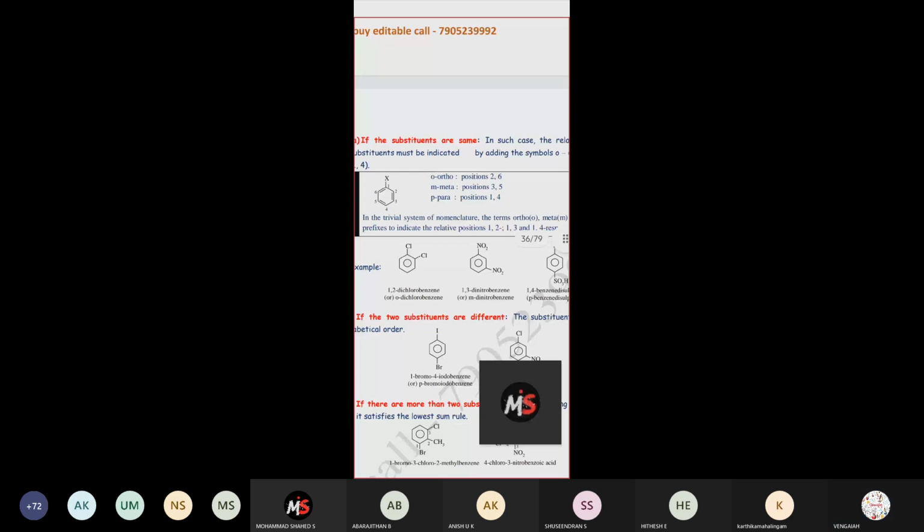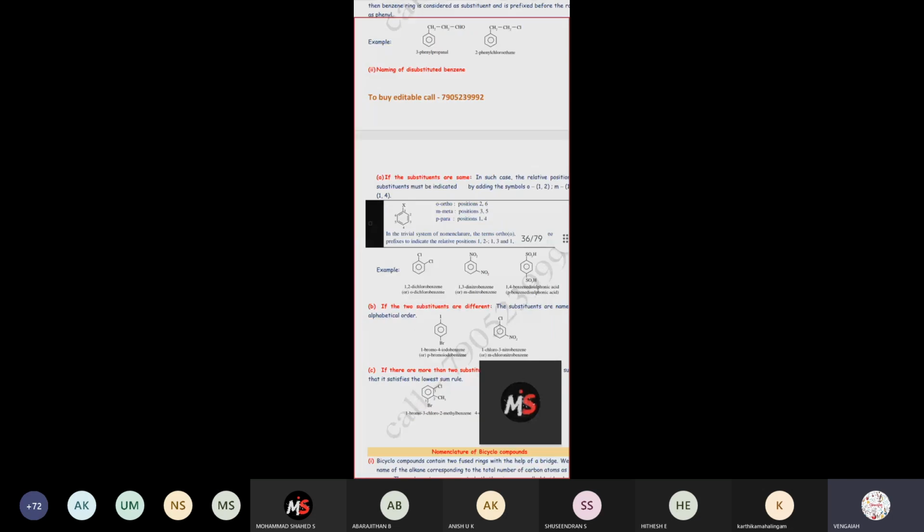If the two substituents are different, then the substituents are named in alphabetical order. While having different substituents, even in a closed chain or an open chain, wherever, we can follow alphabetical order. Whichever comes first alphabetically, you can follow that rule.